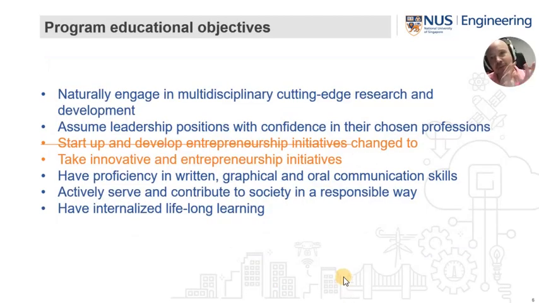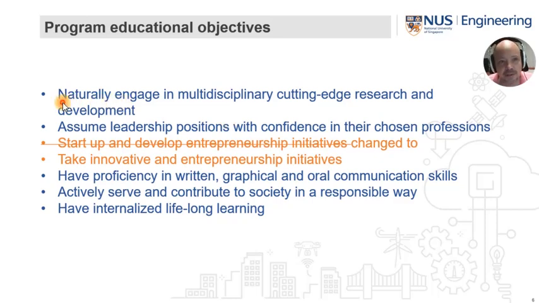Now, we've covered the student learning outcomes. Let's talk about program educational objectives. And again, I remind you, these are objectives you should have achieved around 4 to 5 years after graduation, once you have worked actively, professionally in your career out there. And for ESP, they are as follows.